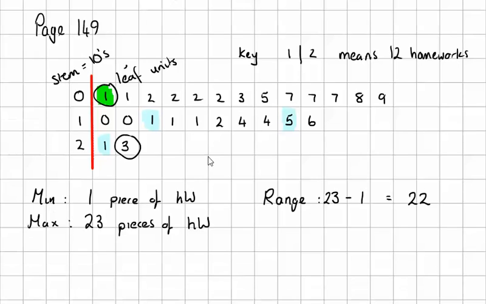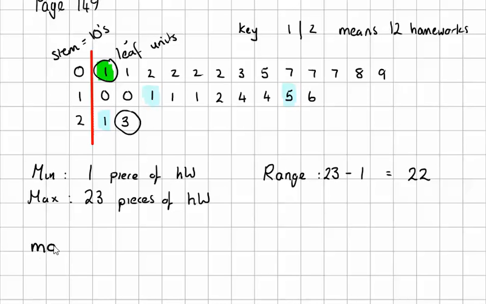Now, there are a couple of other things to look at. The mode. Now, the mode is a type of what? It's a type of average. There are 3 averages. What are they? Mean, median, and mode. So we've got averages, and one of the averages is the mode.